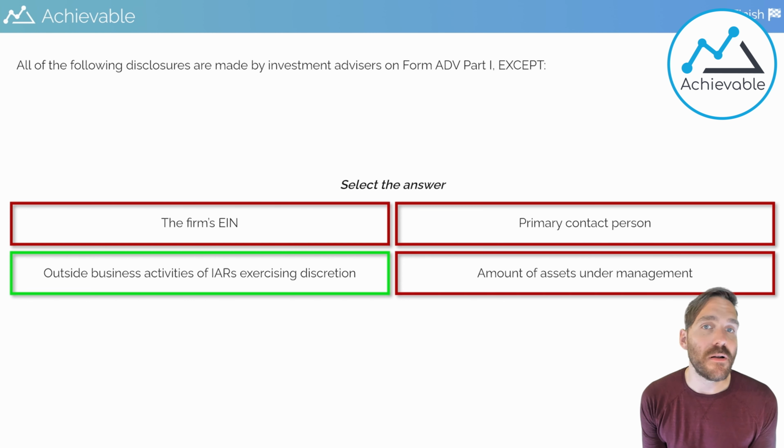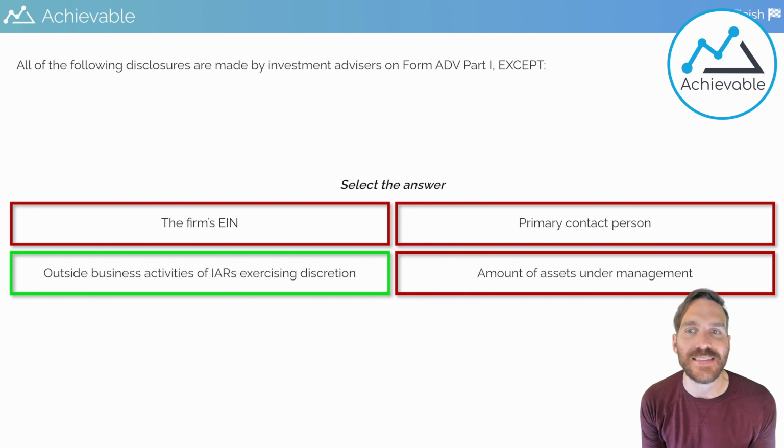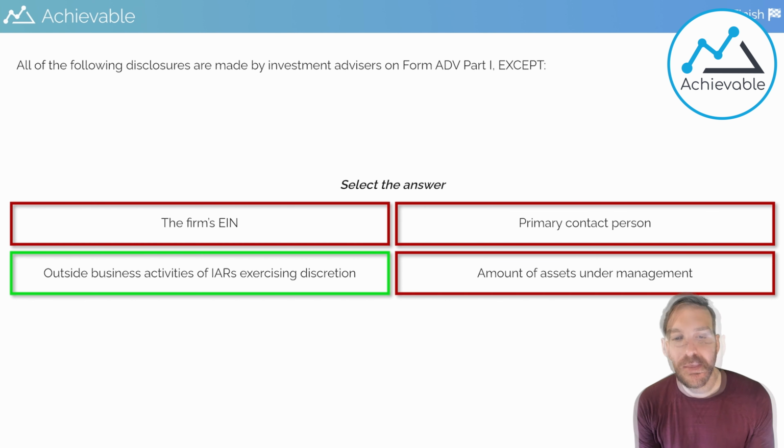And that should put it all together. The whole point of Form ADV Part 1 is to notify the regulators who they are regulating. Who is this advisory firm you're regulating? What's their history? How do I find them? Who should I contact if I have questions, etc.? And the one thing up here that didn't relate to any of that is our right answer. The outside business activities of investment advisor representatives exercising discretion goes in a different part of Form ADV and doesn't relate specifically to the firm notifying the regulators who they are.